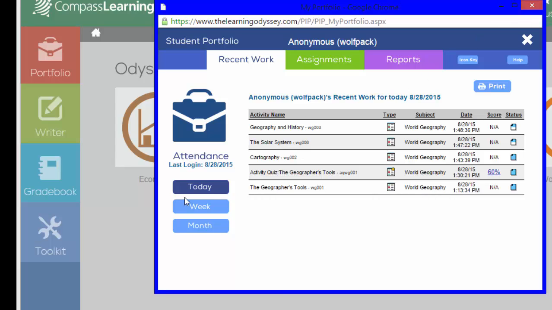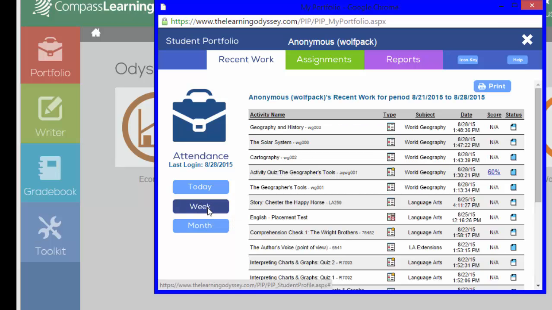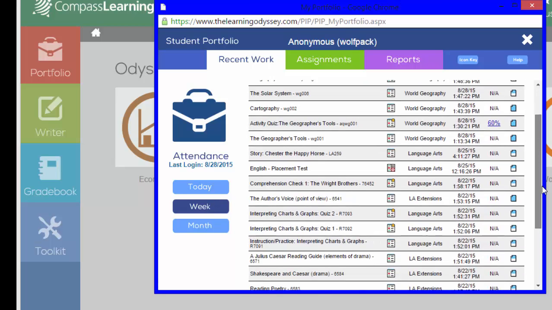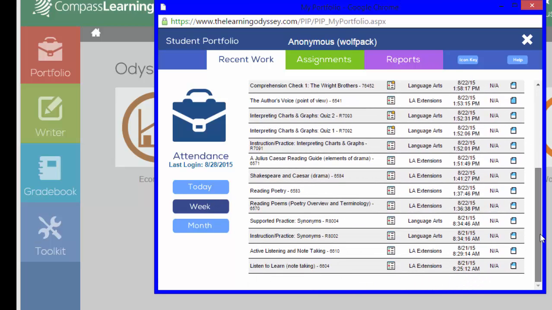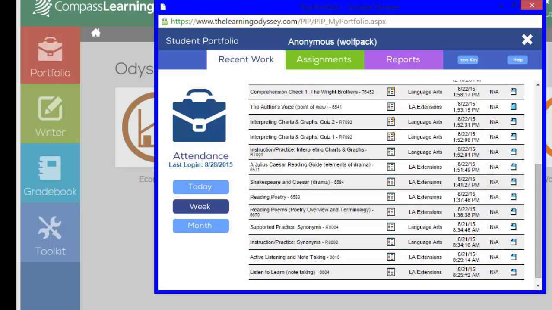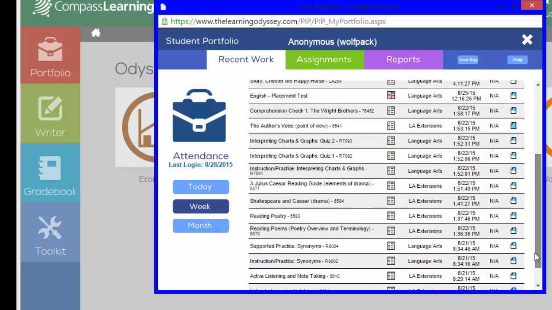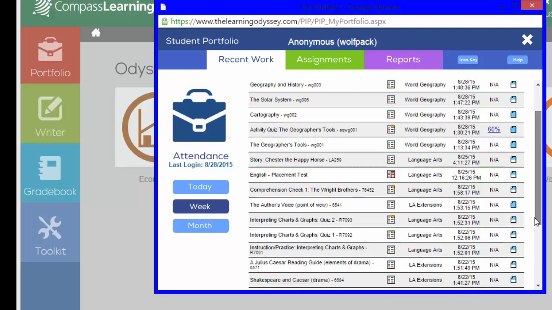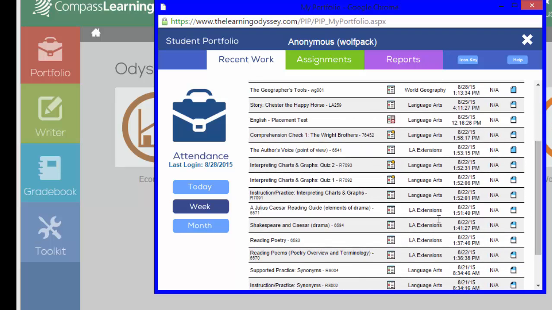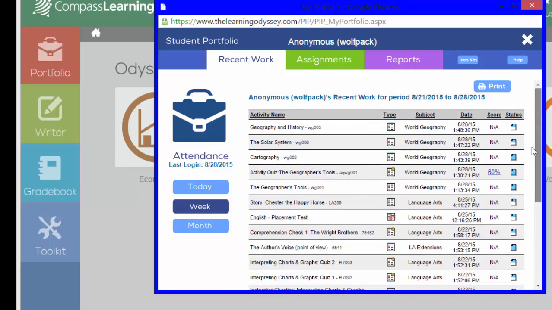And another thing you can do in the portfolio is click on week here, and you'll be able to see all of the assignments this student did this week. So since the 21st, a student has, actually it was another teacher because this is a fake student, has been working a lot in language arts. You can see all of these assignments that were language arts. Only one of them was completed, the rest are incomplete.